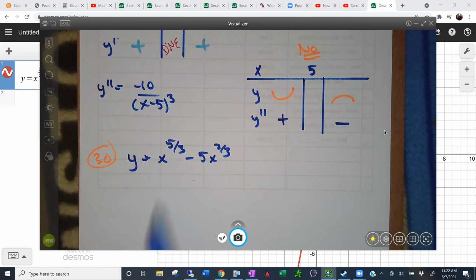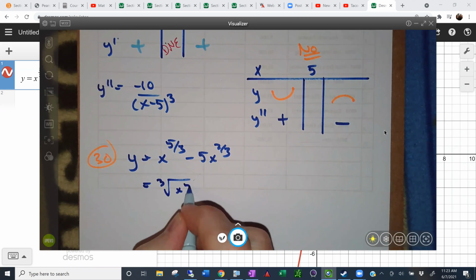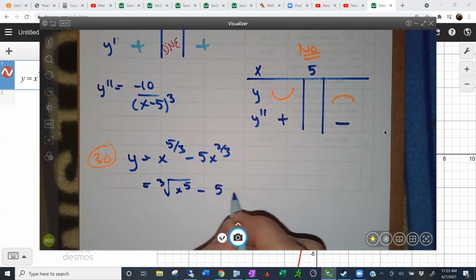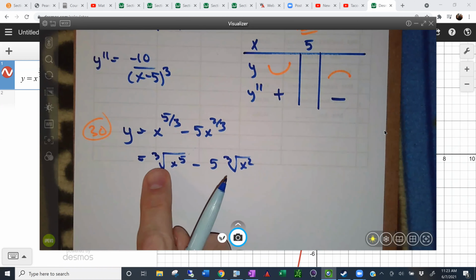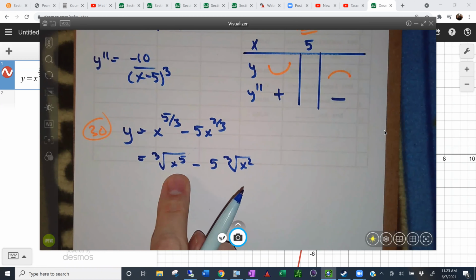So the first thing we should look at, and I'm not always good about doing this myself, but really you should look at the domain of this function. Now, if you were to rewrite this as, say, the cube root of x to the 5th minus 5 times the cube root of x squared, you're not going to have any problems with negative numbers underneath a cube root. So we're okay. There's no problems with zeros in the denominator, that kind of thing. So the domain is everything.